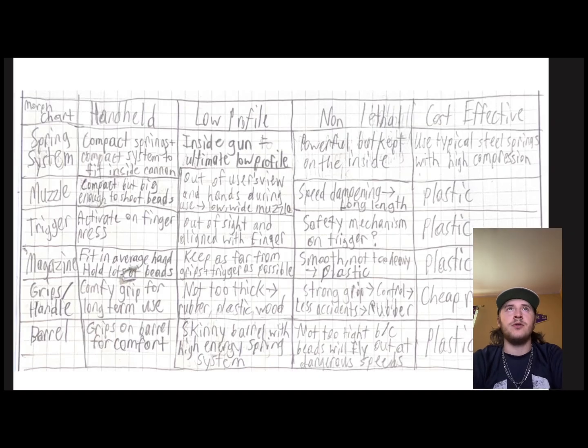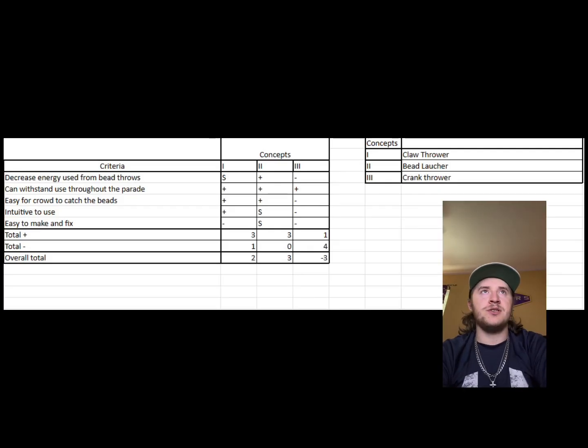And for our morph chart, we had 4 sections: handheld, low profile, can't hurt anybody, and cost effective. And for a decision matrix, we had 5 criteria and 3 concepts.